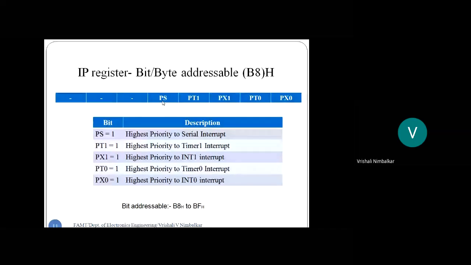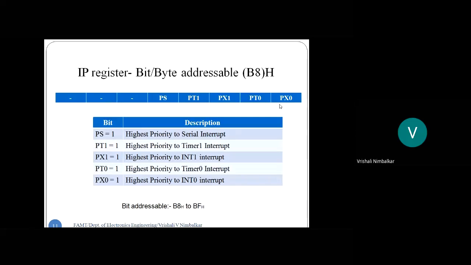Correct? So how will I write the control word? At the PS bit, I will set the PS bit, whereas the remaining bits I will make 0, 0, 0, 0. So if in the IP register the PS bit is set, it means serial communication has the highest priority now. And the remaining interrupts will follow the default priority.